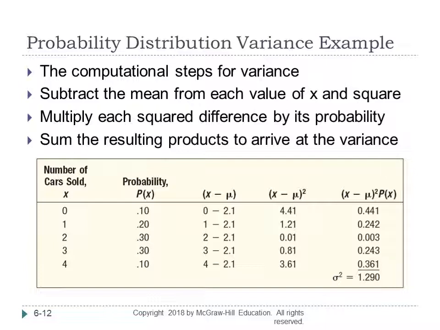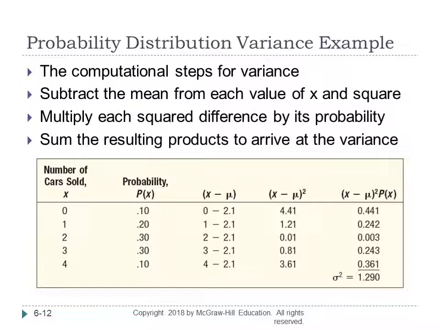So again, the first 2 columns are your probability distribution. For each row, start by subtracting x minus mu: from each value for x subtract the mean, which we already know to be 2.1. You do this to every value of x. In the next column, you have to square that quantity for each x. Evaluate x minus mu squared, and then you do this again for every x. In the final column, take x minus mu squared and multiply it by the probability of x for each x.